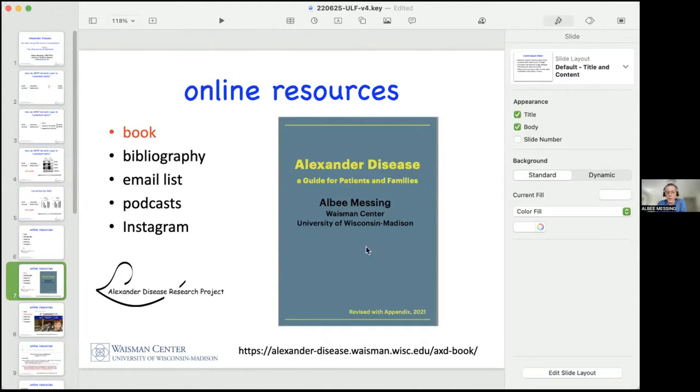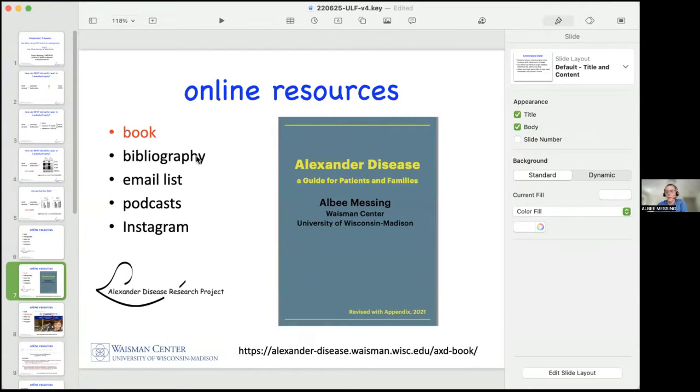It was first published in 2018, with an updated version with a new appendix in 2021. And this is a guide for patients and families. Other people may find it of interest as well. And if you just go to this website at the bottom, you should be able to download that for free. I'll give you all of these links again at the end, and I believe the ULF is recording this anyway, so you'll be able to come back to it.